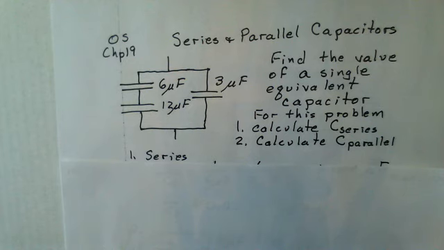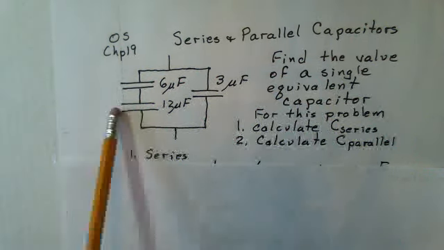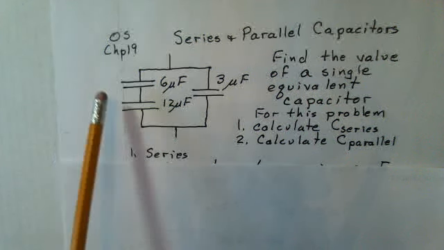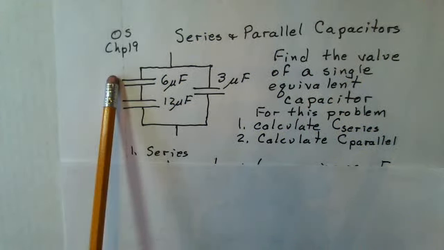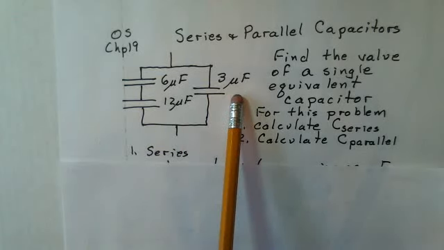First thing you should convince yourself of are the connections regarding series and parallel. Which capacitors are in series? And you should be identifying the 6 microfarad and the 12 microfarad. They're in series with each other. We cannot say that the 6 microfarad is in a simple parallel arrangement with the 3 microfarads.